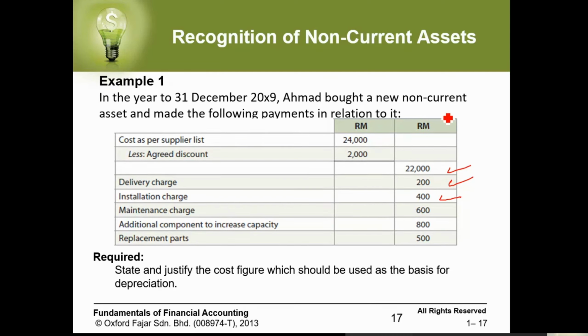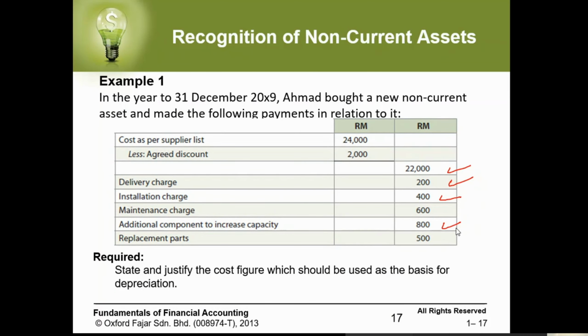Also, there is one of the charges here, which is the additional component to increase the capacity. This one also we will consider as part of this asset cost because this is increasing the quality of the asset. So let's say if we add some components to the asset as maintenance only, it's keeping its capacity as it is, and keeping the useful time as it is. It's keeping everything as it is. So this one is considered as maintenance. We don't add it as cost for the asset.